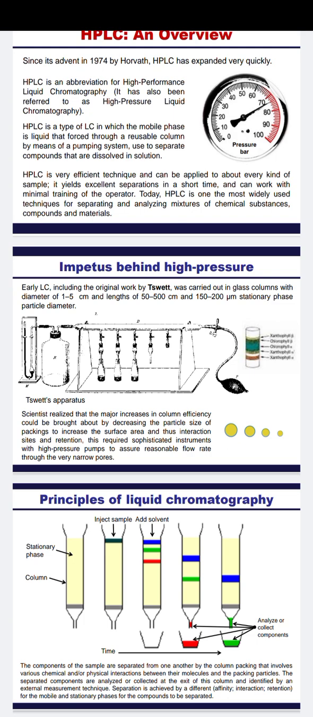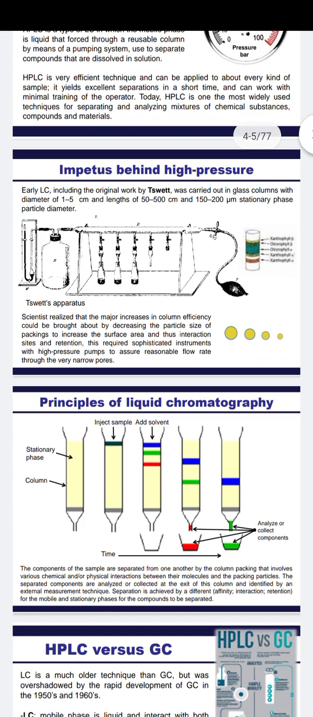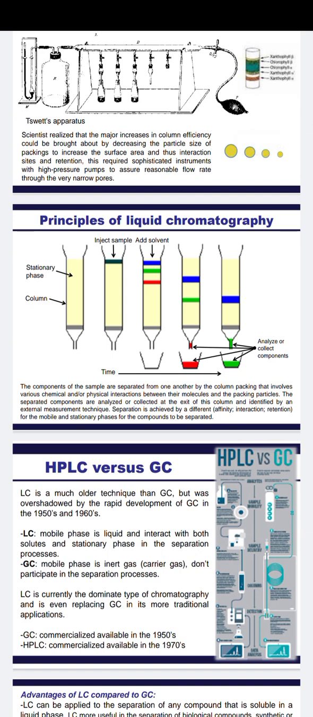Scientists realized that a major increase in column efficiency could be brought about by decreasing the particle size of the packing to increase the surface area and thus interaction sites and retention. This required sophisticated instruments with high pressure pumps to assure a reasonable flow rate through the very narrow pores. So the instruments required are the pump, the column, and the injector for sample injection, and solvents.